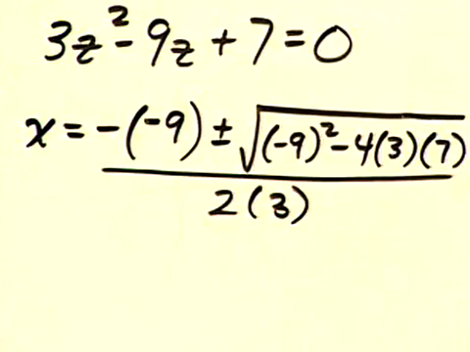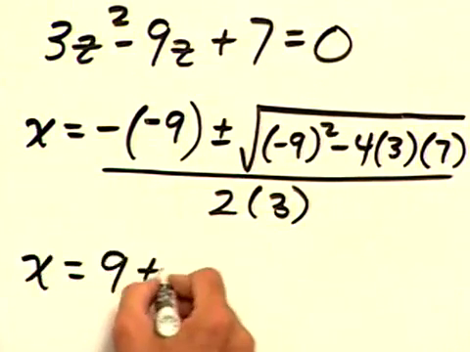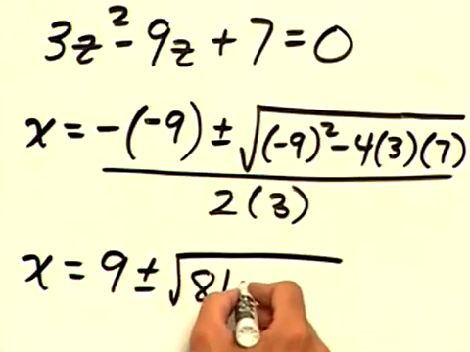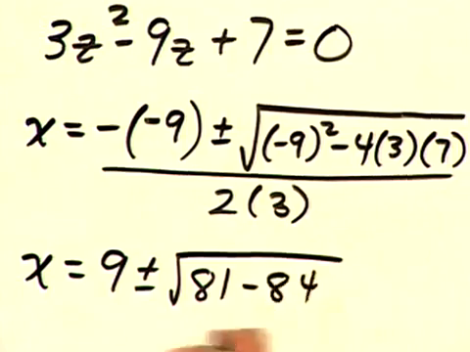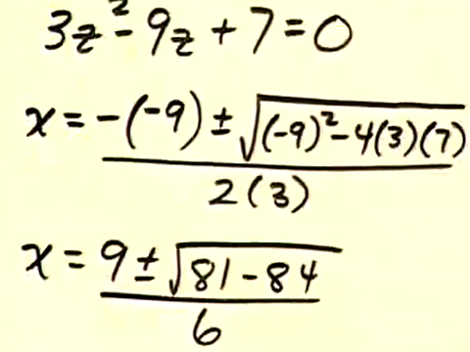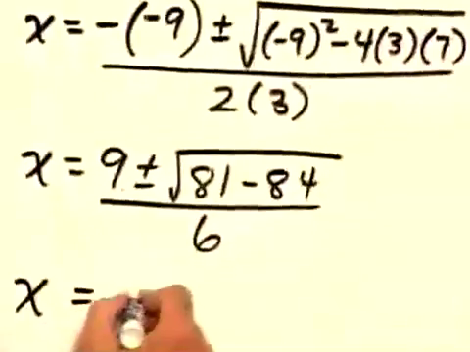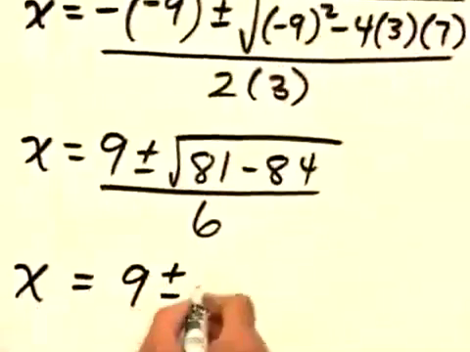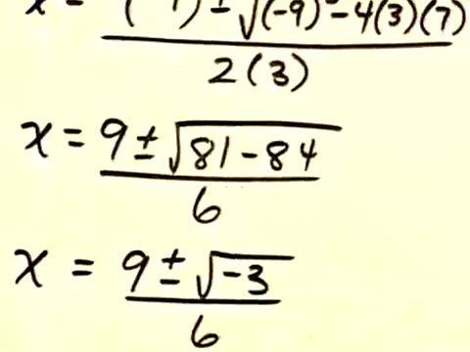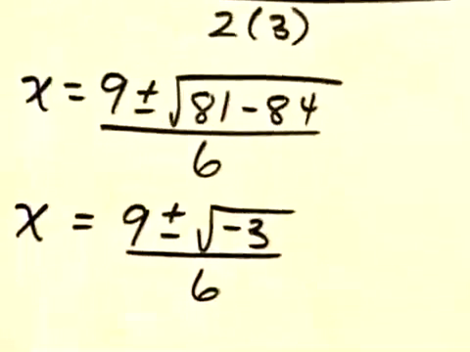Now, let's simplify this and see what we get. x is going to equal 9 plus or minus the square root of 81 minus 84. Then we have a 6 as our denominator. Next, let's simplify this and get x is equal to 9 plus or minus the square root of negative 3, divided by 6.